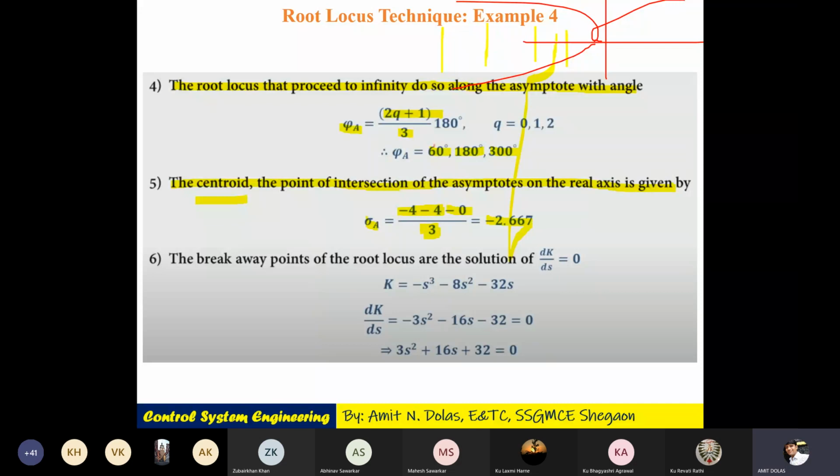And one more is the breakaway point. Roots start at the poles and move towards infinity, but there are two roots. What is the breakaway point? These two roots are moving with the value of k, and those roots will meet together somewhere on this.